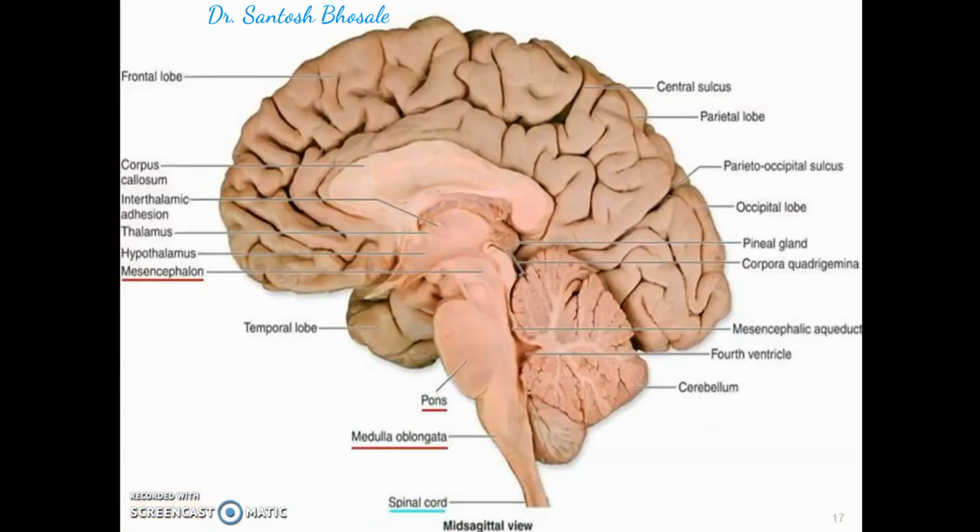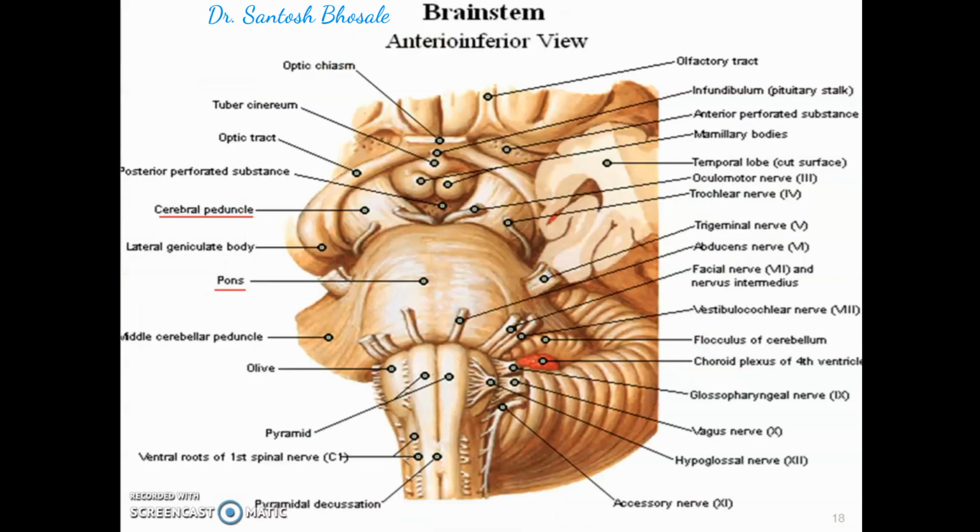Midbrain is also known as the mesencephalon. Here you can see in this sagittal section of the brain the diencephalon, midbrain, pons and medulla. The arrow is showing the corpus callosum, the commissural band which connects the two cerebral hemispheres. And here you can see the entire view of the brainstem. You can see midbrain, pons and medulla. Medulla is also known as the bulb. Pons is also known as the bridge.